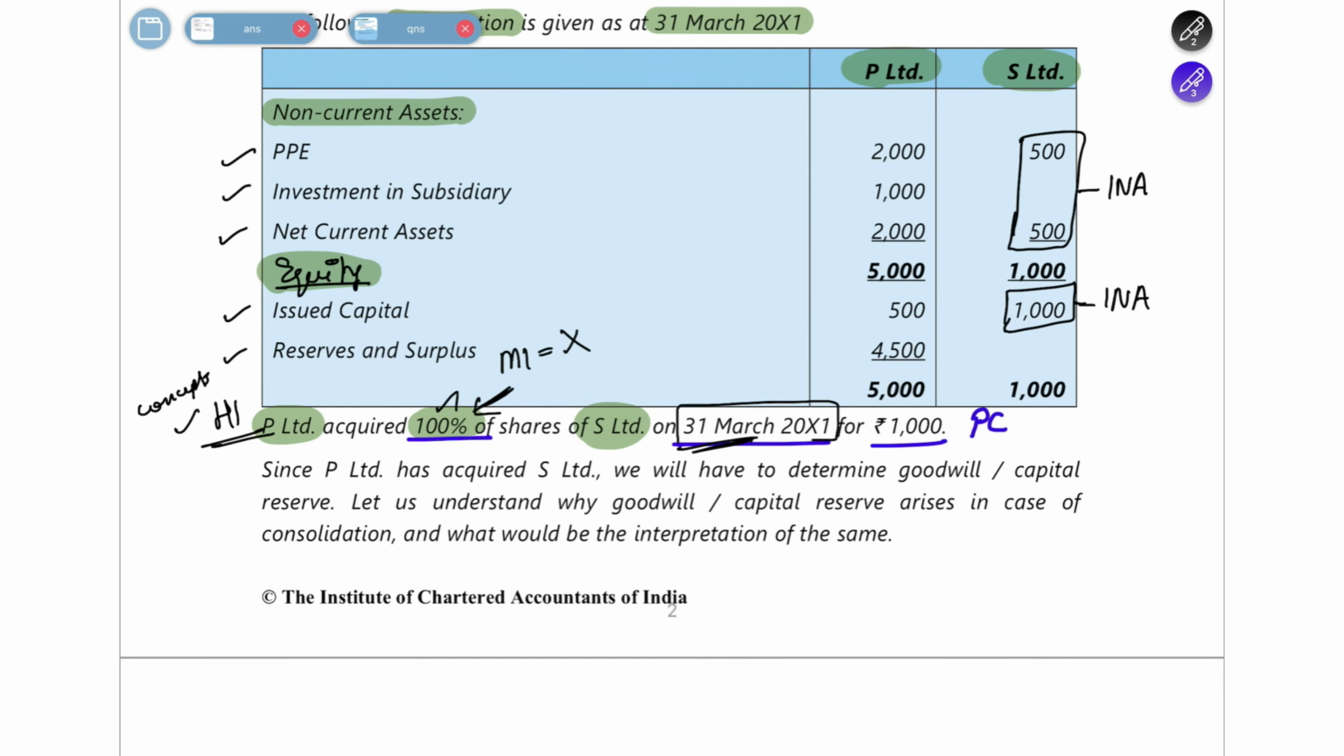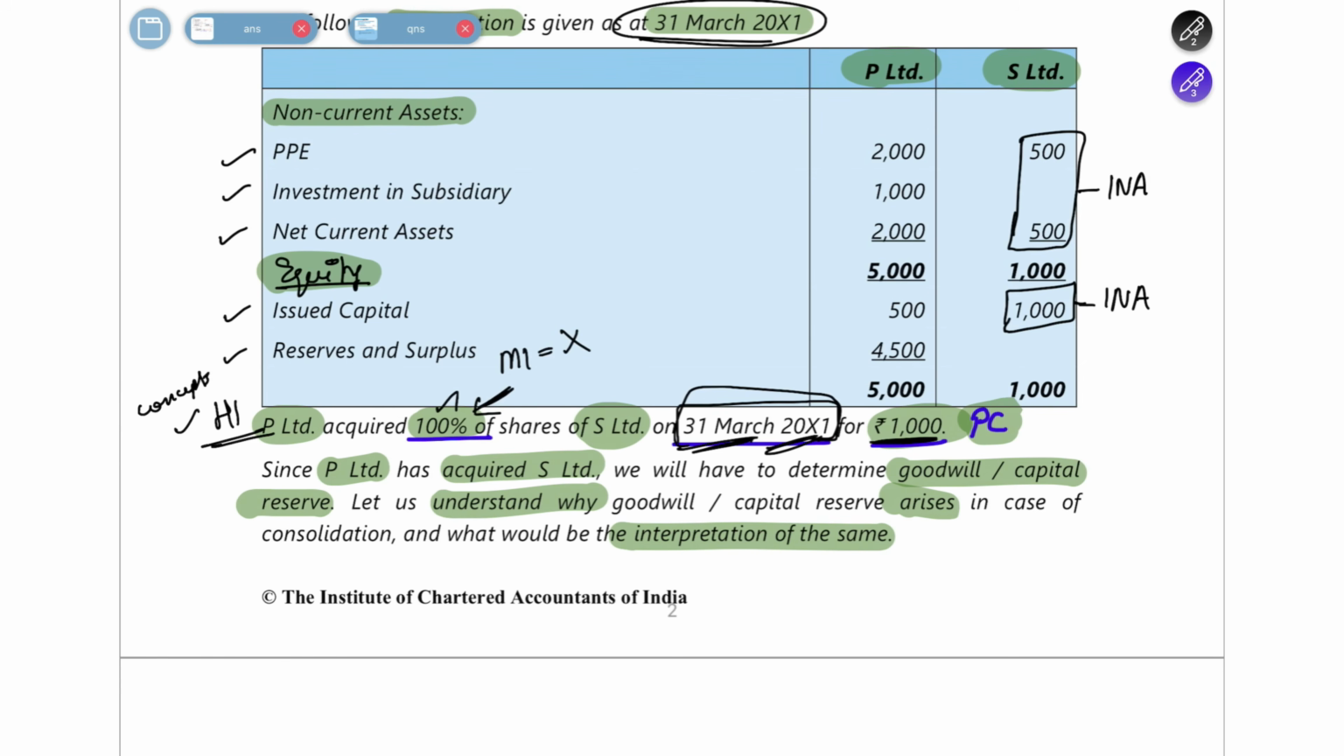It happened on 31st March 2001. So we have the information as on 31st March 2001 only, and the acquisition also happened on the same date. At what value did this P Limited acquire S Limited? P Limited acquired S Limited for 1000 rupees. So what is this 1000 rupees? This 1000 rupees is your purchase consideration. Then they are saying that since P Limited has acquired S Limited, you have to find out what is the goodwill or capital reserve. You also have to understand why this is arising, and you have to interpret the same.